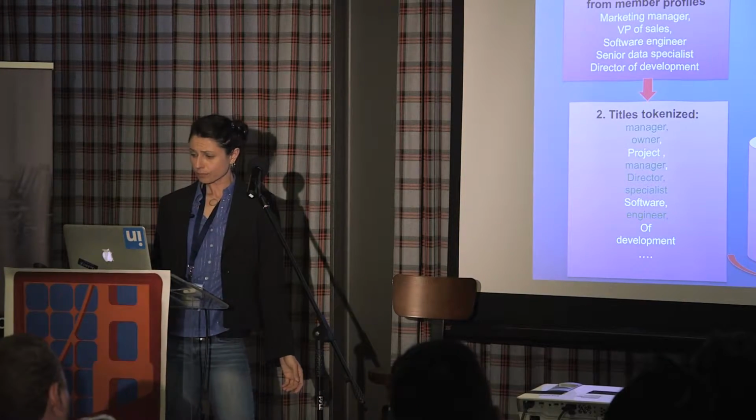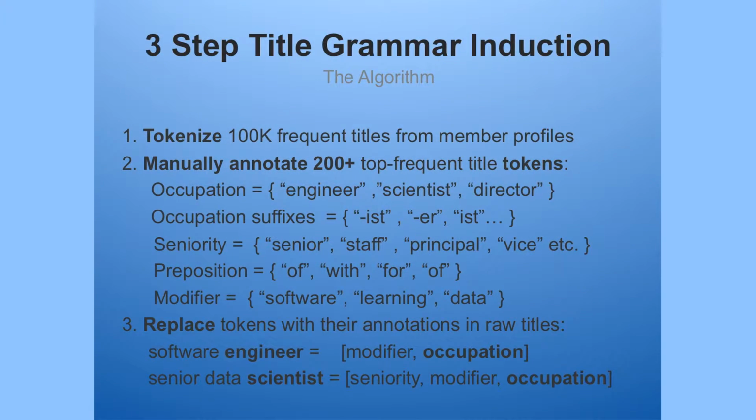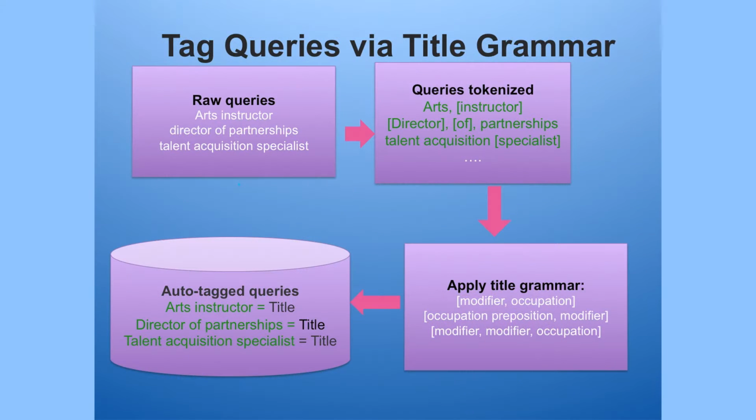So with that, just to restate what I have just said in 3 steps: we tokenize frequent titles, we manually annotate frequent tokens with occupation, seniority, preposition, and whatever modifier, and we replace the tokens that we've annotated with their annotations. So software engineer becomes modifier occupation, and senior data scientist becomes seniority modifier occupation. And we're done. We have a grammar.